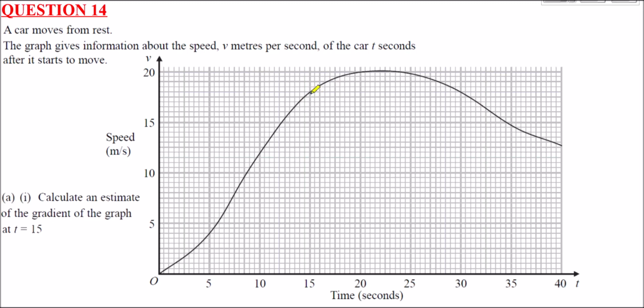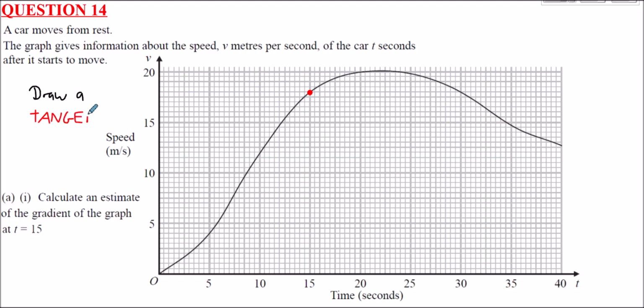So what we need to do is to estimate the steepness at the exact moment the time is 15. So what we need to do here is to get a ruler and try to find a line which just scrapes the curve, doesn't cross over it, but just touches the point where the time is 15. Okay, and what we're trying to do here is essentially called drawing a tangent. We need to draw a tangent line at the point where t is 15.